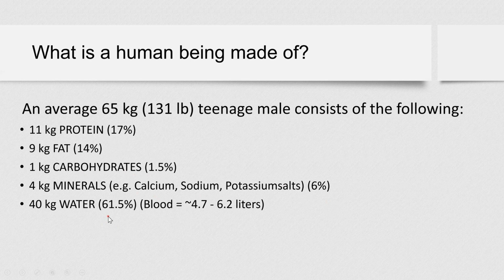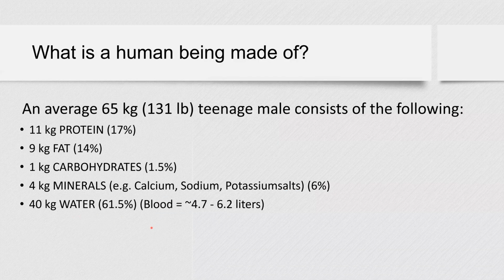So mostly protein, 14% fat, very little carbs, 1.5% only, and 6% minerals like calcium, sodium, potassium, salts, and more than 60% is water. And the older we get, the less water we have in our body, right? So this percentage will go a little bit down when we get older. So we're made of proteins again, and all this organic, like fat, carbohydrates, but also minerals, organic molecules, inorganic molecules, but more than 60% is water. And you have about 5 liters of blood. That blood is also 65% plasma, and 90% of plasma is water.